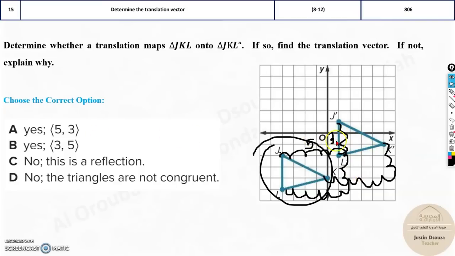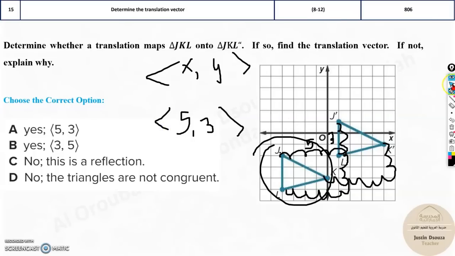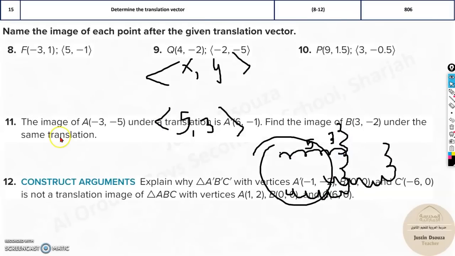Now here, what is the translation vector? First of all, yes, this is a translation. This image is translated to j dash, k dash, and l dash. But what is the translation vector? That is given as x comma y. We saw 5 x units and 3 y units. So the first answer is the correct answer. This is it. Now we will see some more problems.